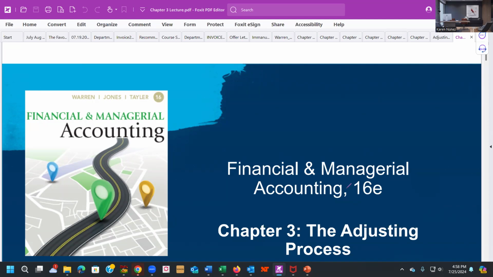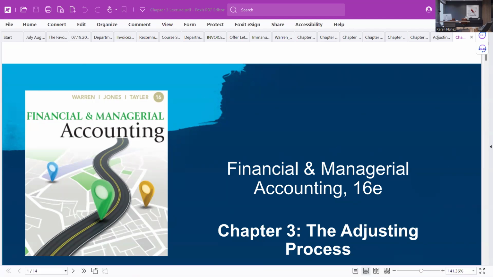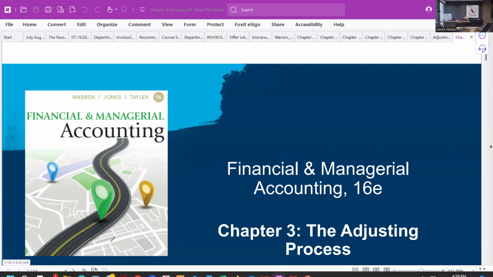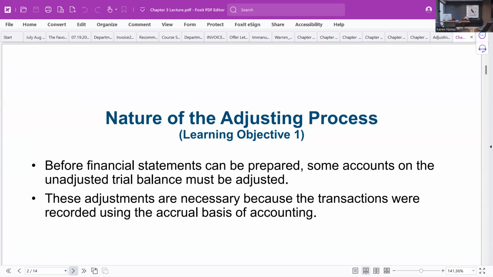We're going to be talking about the adjusting process. The accounts need to be adjusted at the end of the reporting period. Why does the accounts need to be adjusted? Before we can prepare financial statements and publish them to the internal and external users, adjusting entries are necessary because of the accrual basis of accounting, which we talked a little bit about, I believe, in chapter 1.